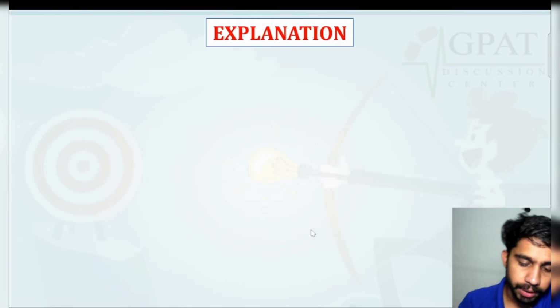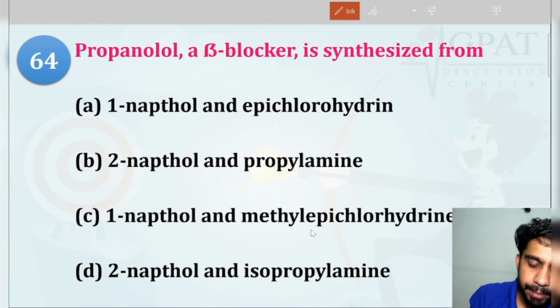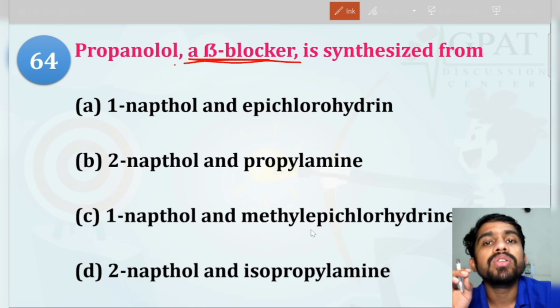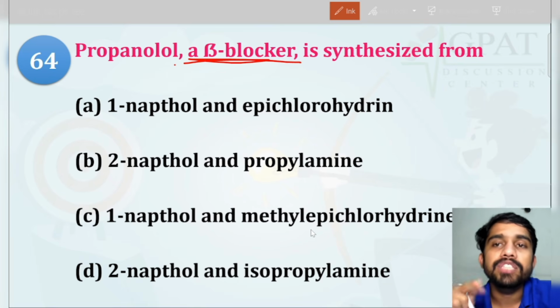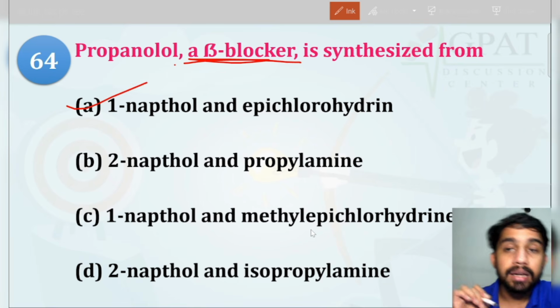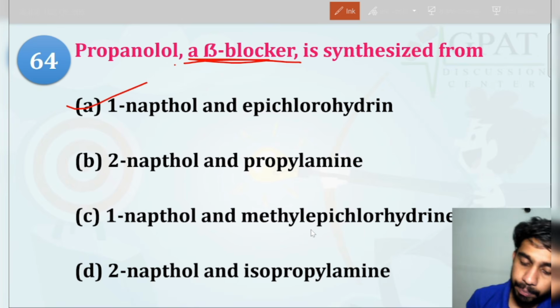Okay, next question. Propranolol, that is an alpha beta blocker. Propranolol is an alpha beta blocker, and it is synthesized from what? The first option is 1-naphthol epichlorohydrin.